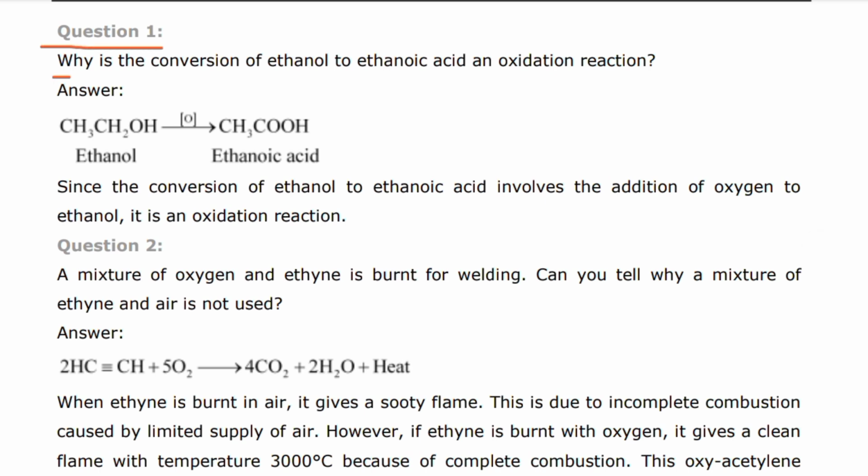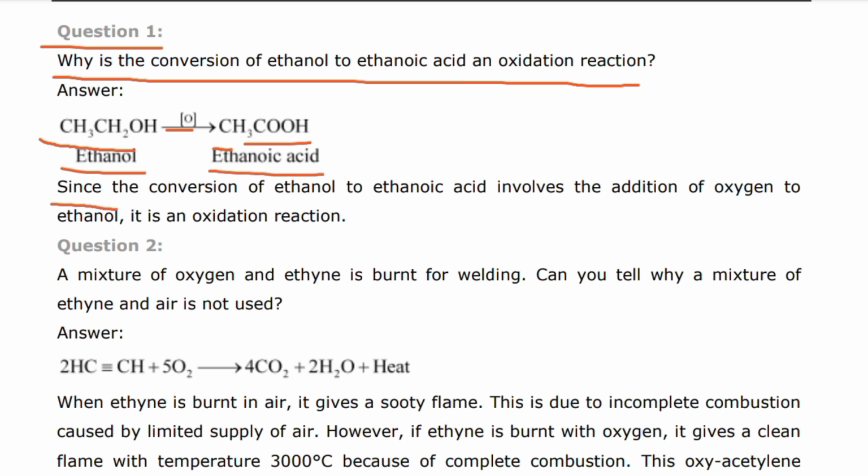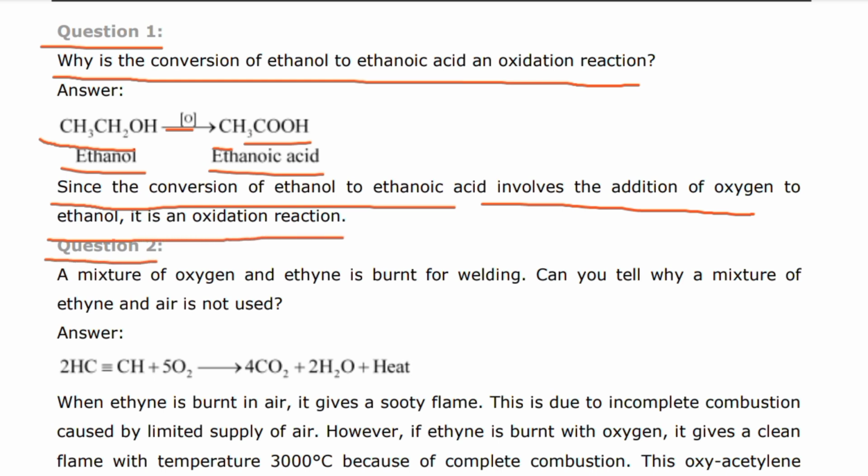Question 1. Why is the conversion of ethanol to ethanoic acid an oxidation reaction? CH3CH2OH, ethanol, plus oxygen gives CH3COOH, ethanoic acid. Since the conversion of ethanol to ethanoic acid involves the addition of oxygen to ethanol, it is an oxidation reaction.